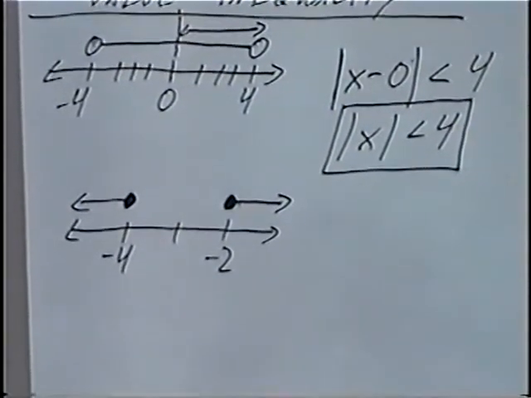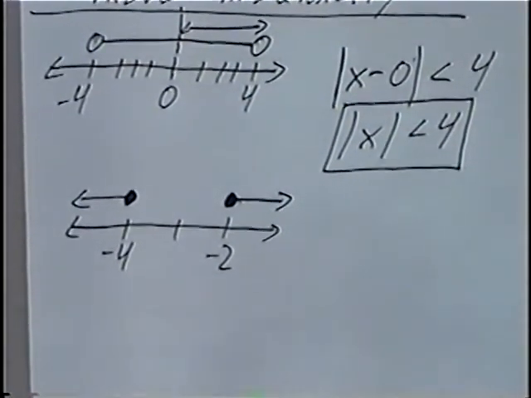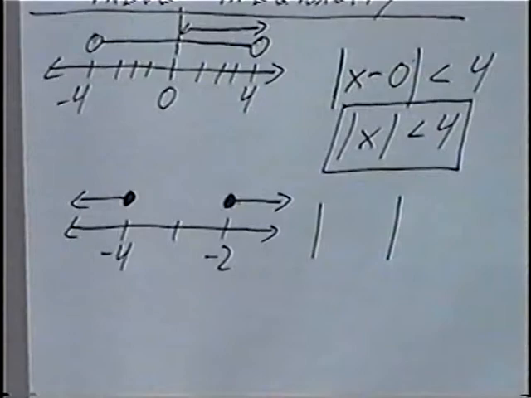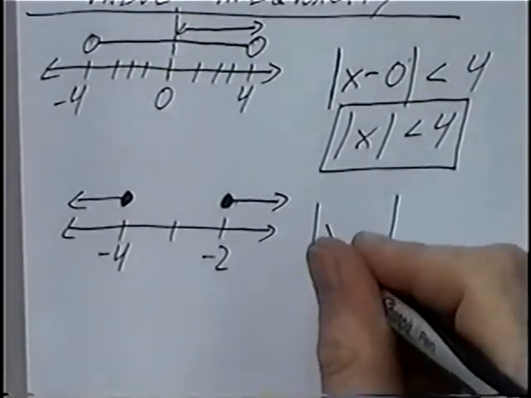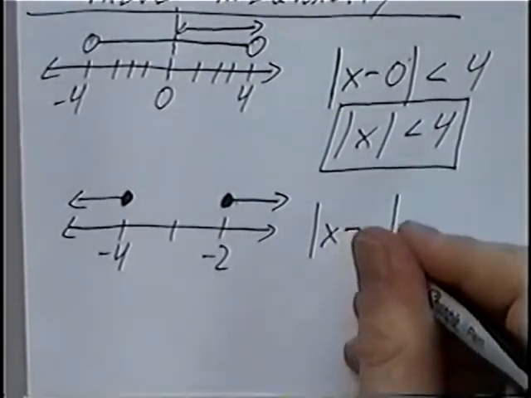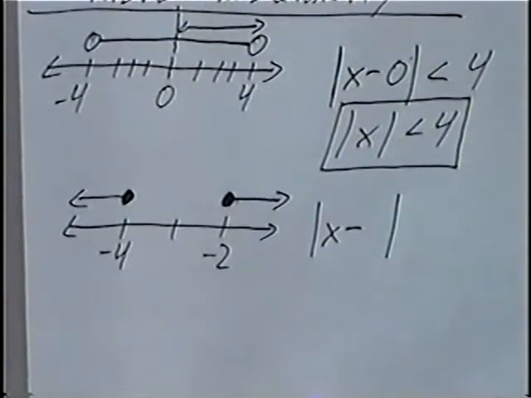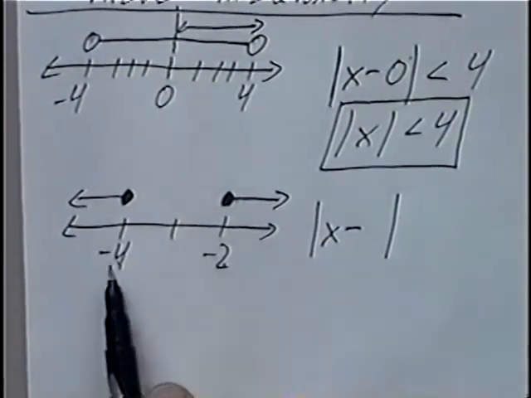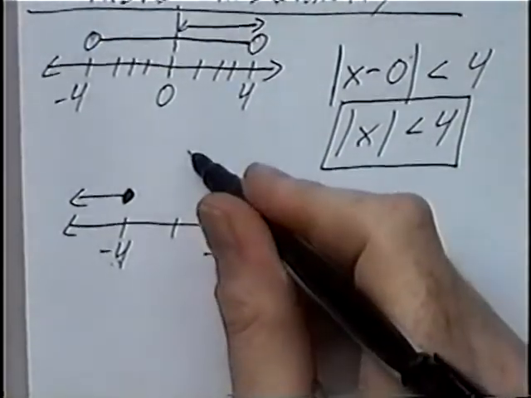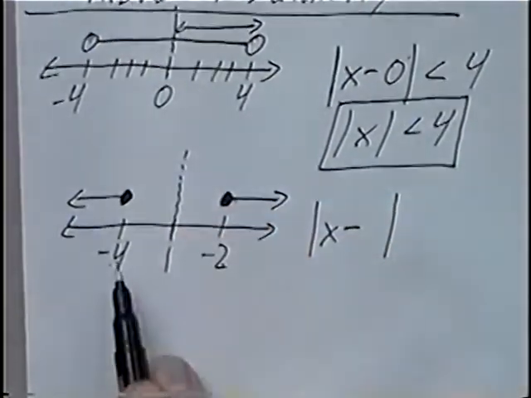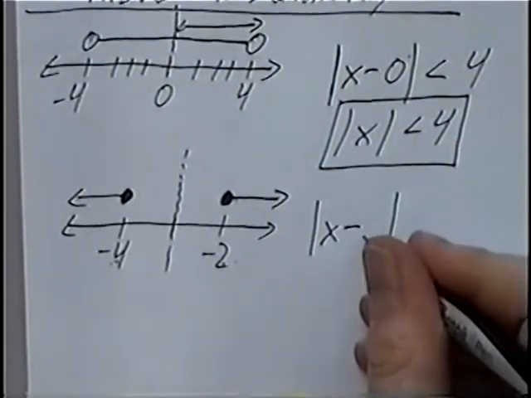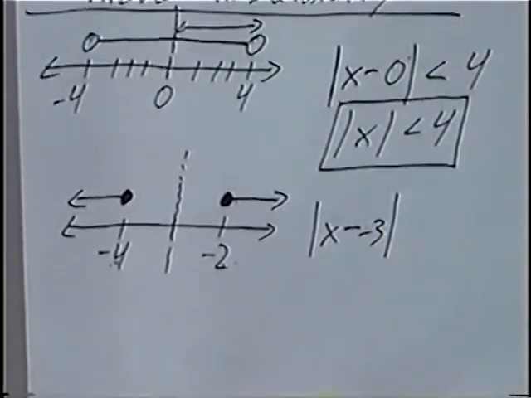Same steps as above. We know it's an absolute value inequality because we have 2 points for the inequality. So we'll start with an absolute value. Using a variable, we can use x. We'll always subtract a number. The number we subtract again is the number that's halfway between our two endpoints. The number halfway between negative 4 and negative 2 would be negative 3. So we'll subtract a negative 3.